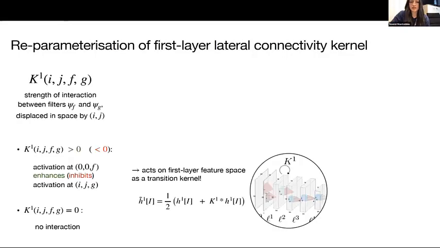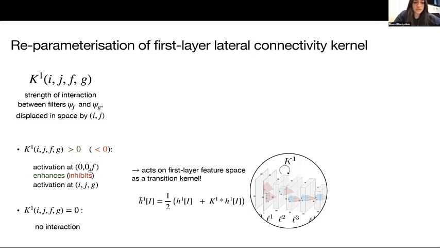So the reason why we need to perform this change of coordinates is just to express the connectivity kernel in terms of relative positions and orientations of the filters. So to remap the kernel into the rototranslation space. So the learned kernel that governs lateral connections in our architecture basically expresses the strength of interaction between two filters of indices f and g that are shifted in space by a vector ij. So this is a kernel that acts on the feature space of the layer as a sort of transition kernel, in the sense that it slightly modifies the activation of the layer based on the reciprocal interaction, the pairwise interactions between points of this layer.